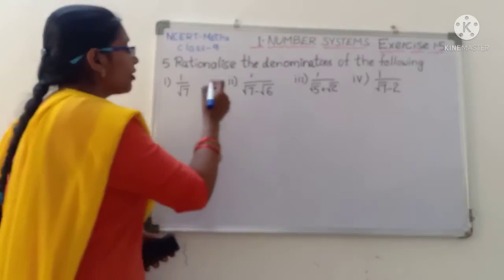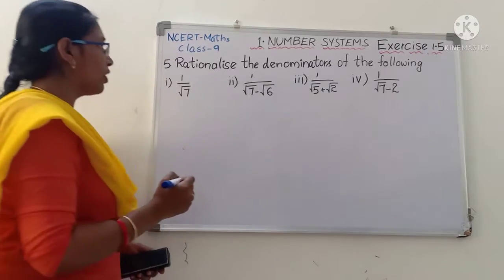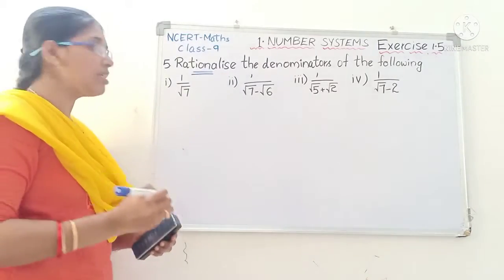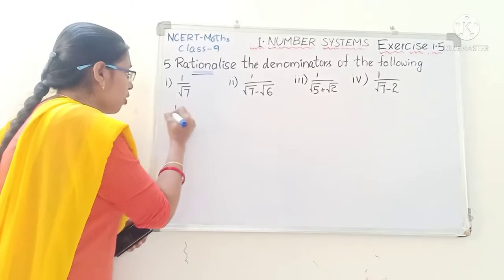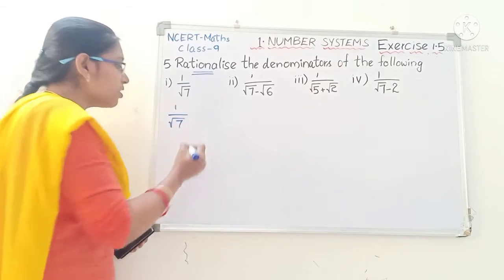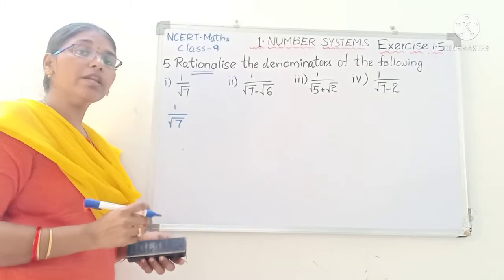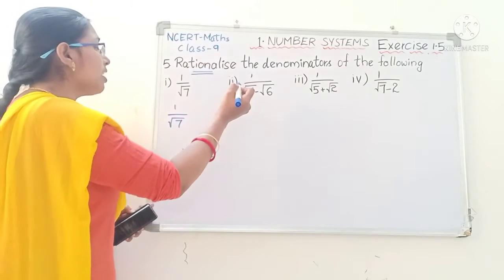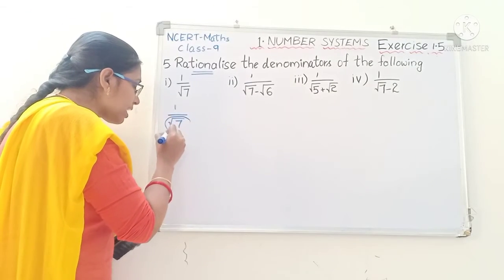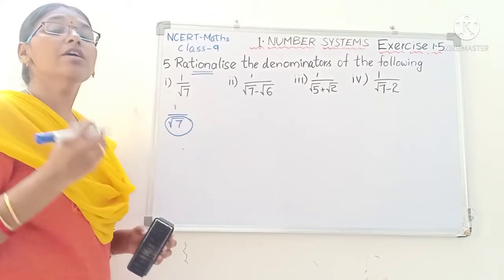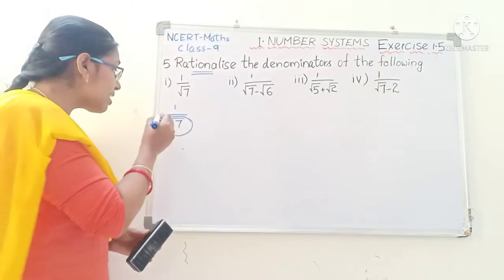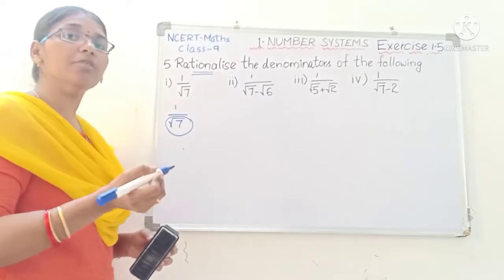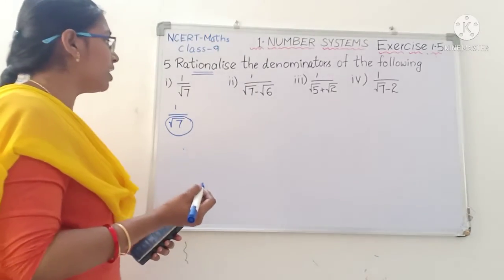Fifth problem, children. Rationalize the denominators of the following. What is this? You should rationalize the denominators. Rationalizing means, see children, first question, 1 by root 7. If you observe, root 7 is what, children? Irrational or rational? It is an irrational number. Rationalizing the denominator means converting this denominator into a rational number. It is an irrational number. You should convert it into a rational number. That is nothing but rationalization of the denominator.